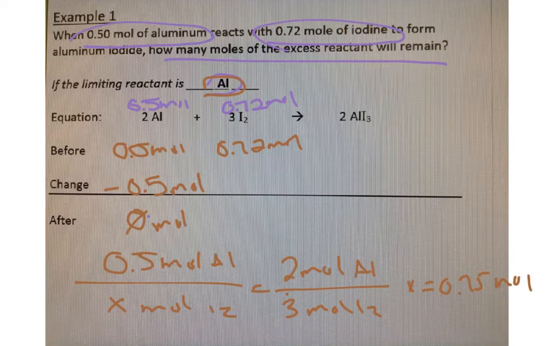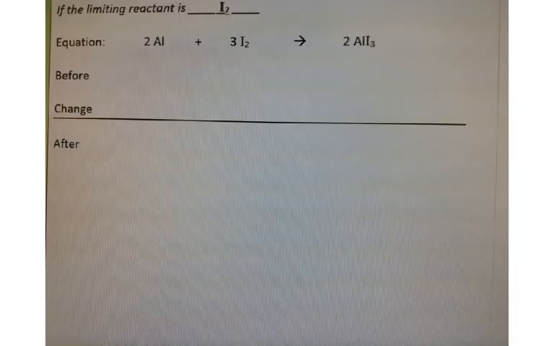Okay, so if I used up 0.5 moles of aluminum, I would need 0.75 moles of iodine in order to do that. After subtraction, what I end up getting is that I actually have a negative amount of iodine, which means that I used more iodine than I actually had. Therefore, I can rule out that aluminum is the limiting reactant. So I'm going to need to do the next one.